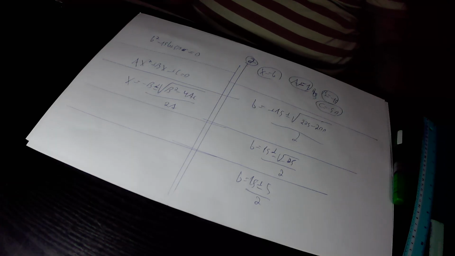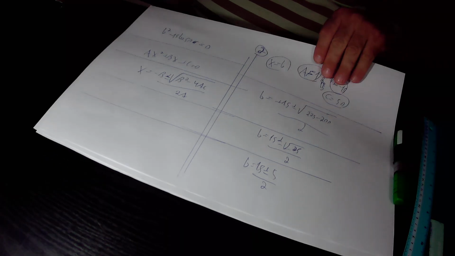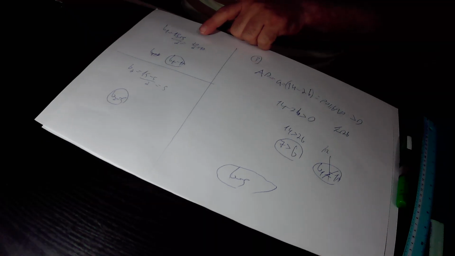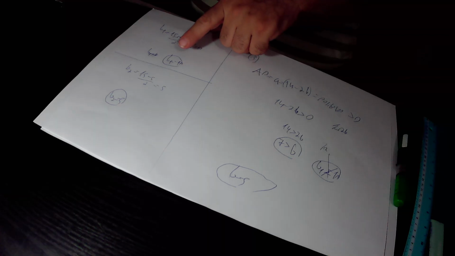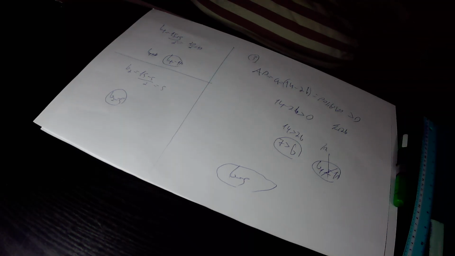The first solution for b is b1, which equals 15 plus 5 over 2. This is the first solution for b. 15 plus 5 is 20, and 20 over 2 is 10. So b1 equals 10 units in length. And the second solution for b is b2, which equals 15 minus 5 over 2. 15 minus 5 is 10, and 10 over 2 is 5. So the second solution for b equals 5.